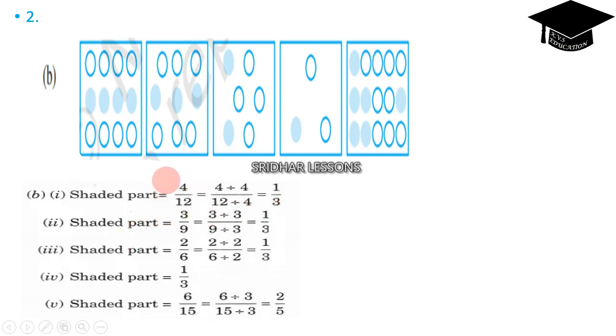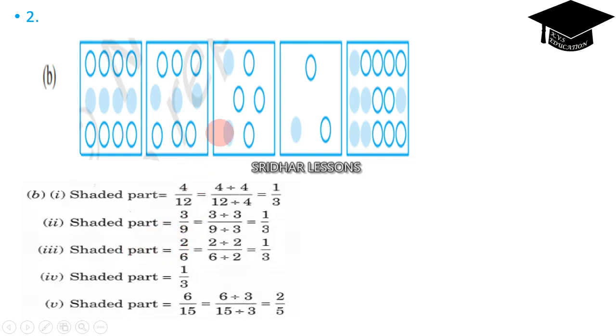Next one, totally how many? 1, 2, 3, 4, 5, 6, 7, 8, 9. And out of which 9, 3 parts were shaded. So 3 by 9, that is 1 by 3 by cancellation. 3 goes in 9 3 times.